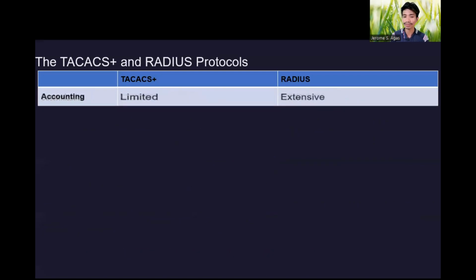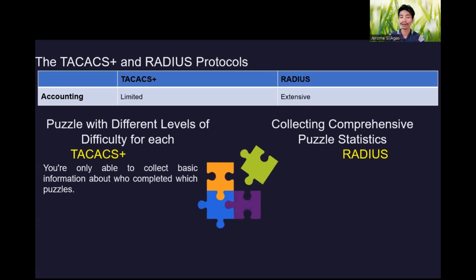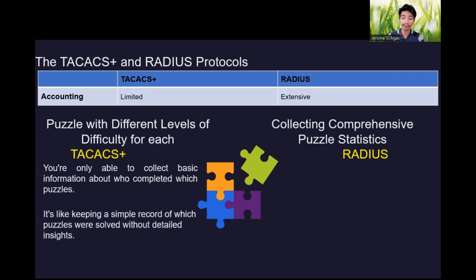Yeah, that's it. And in terms of accounting, in TACACS+ the accounting is limited, right? Limited. While in RADIUS it is very extensive. It is more detailed than TACACS+. Because TACACS+ provides basic statistics, while RADIUS provides the inferential statistics that you are applying for accounting purposes. So in TACACS+, you're only able to collect basic information about who completed which puzzles. It's just like keeping a simple record of which puzzles were solved without detailed insight. So yeah, that's basic knowledge, right? It is basic because you are asking for a simpler record, right?